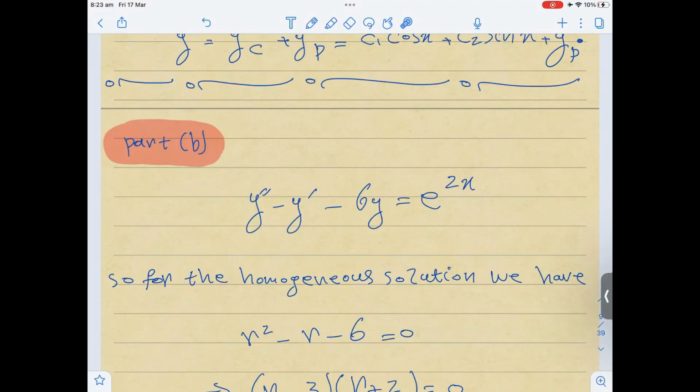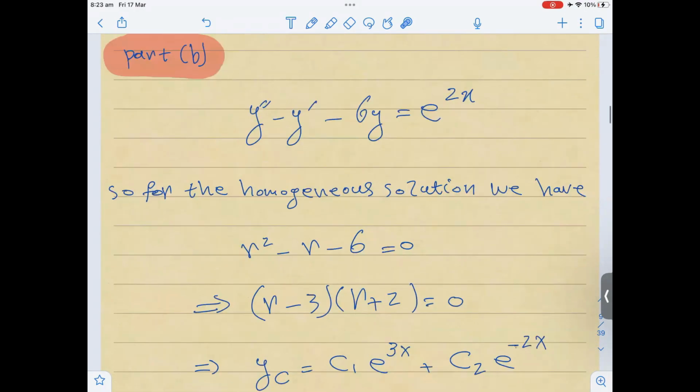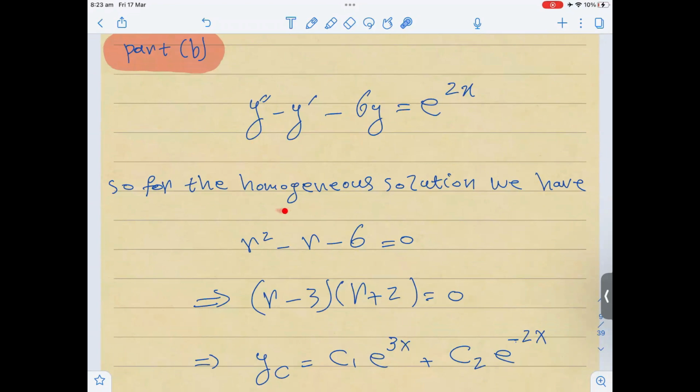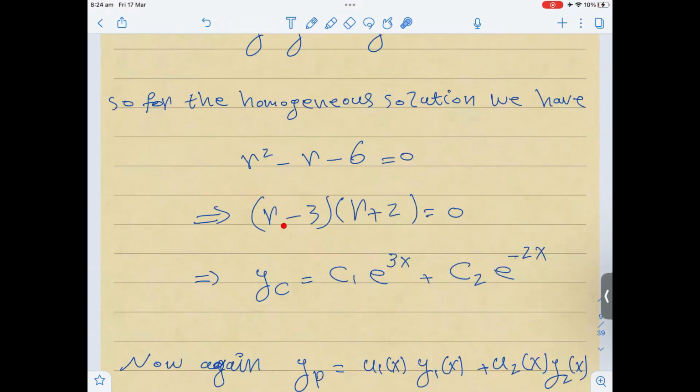Okay. We want to do part B. Part B, so constant coefficient second order linear ODE, right, non-homogeneous. For finding homogeneous solutions, we've got this characteristic equation coming from here. And by decomposing, we can see this one. Therefore, y1 and y2 will be exponential of 3x and exponential of minus 2x.